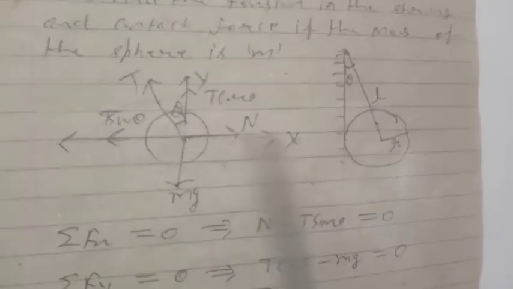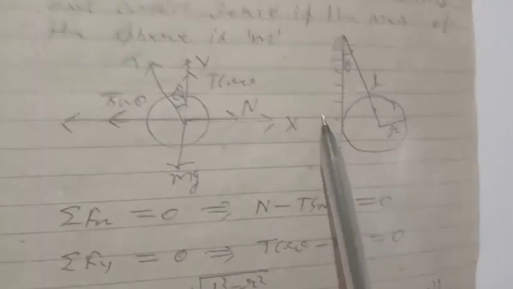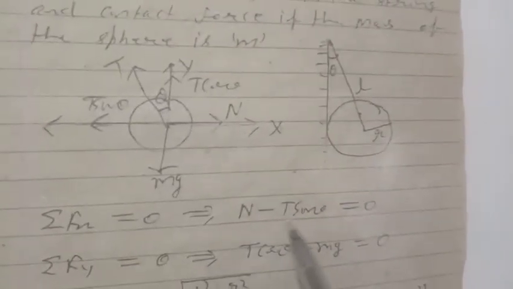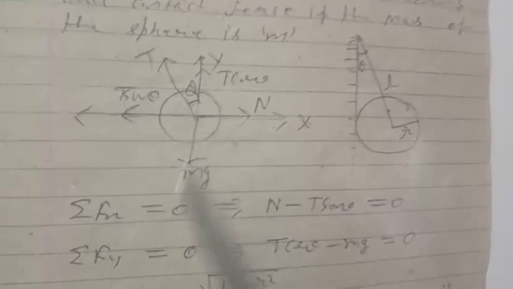Now the body is in equilibrium, that is not moving, so all forces along the x-axis must be 0, so sigma Fx equals 0. If we take this direction as positive, then this direction will be negative, so N plus minus T sin theta equals 0, which gives N minus T sin theta equals 0. Similarly for the vertical direction, that is the y direction, sigma Fy must be 0, so T cos theta is positive and this will be negative, so T cos theta minus mg equals 0.